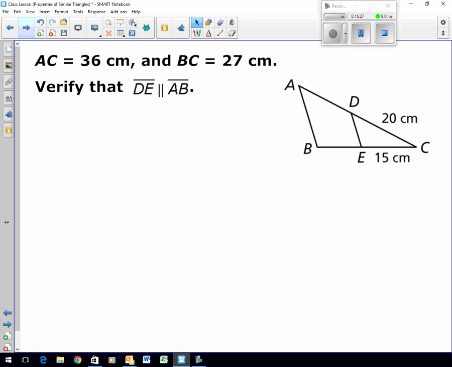Just like that prior problem I just did, you're trying to prove to me that these two are parallel. That's my question. When I say verify, it means prove it. Okay? Prove it.